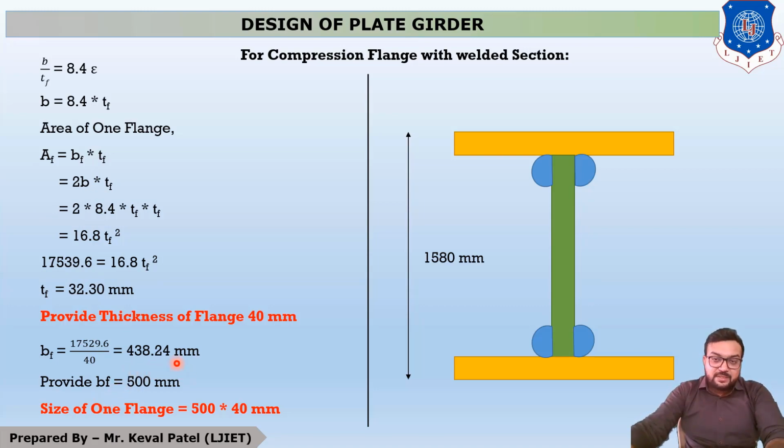438.24 mm. It means if you have to resist a maximum bending moment generated on the plate girder as 5976 kilonewton meter, then you have to size your section in such a way that your flange has the dimension of 500 mm into 40 mm and the web has the dimension of 8 mm into 1500 mm. But this is not your final section, this is your trial and error section.